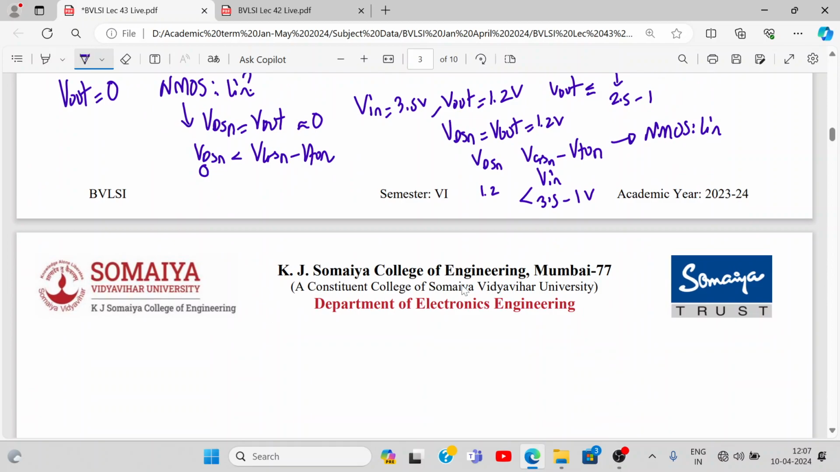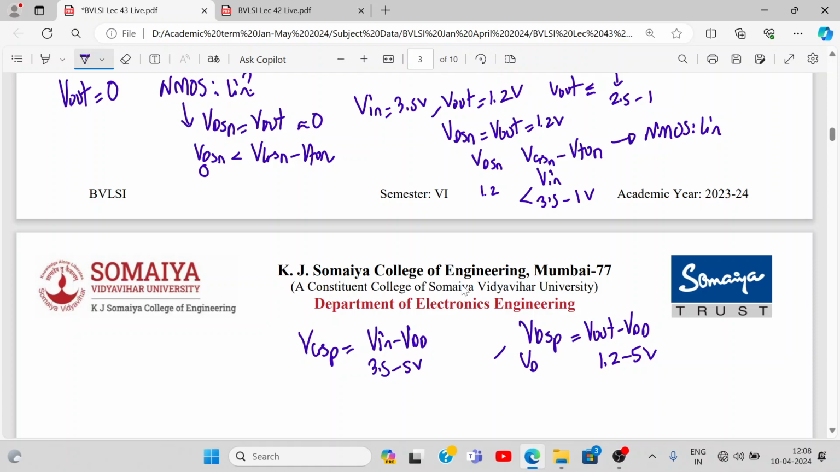So let's take, अच्छा, what is VGSP? V in minus VDD ना. What is VDSP? V out minus VDD. VDD is 5. यहाँ पे कितना है? 3.5 minus VDD 5. ये कितना है? We are not checking the VGSP condition right now. यहाँ पे कितना है? 1.2 minus VDD. So VDSP.